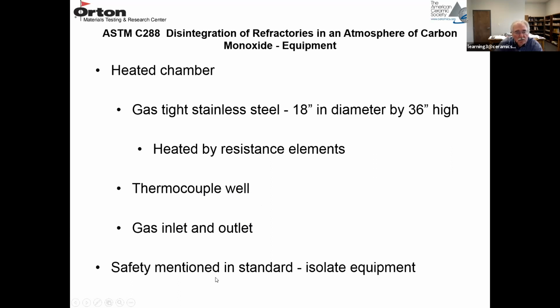This is a dangerous test, so you have to isolate the equipment. We have a CO disintegration furnace in its own building, by itself, isolated, not attached to anything. It's well ventilated and it has CO detectors that as soon as there's a leak or an increase in the CO content, it shuts the whole system down. So you got to be real careful with CO.